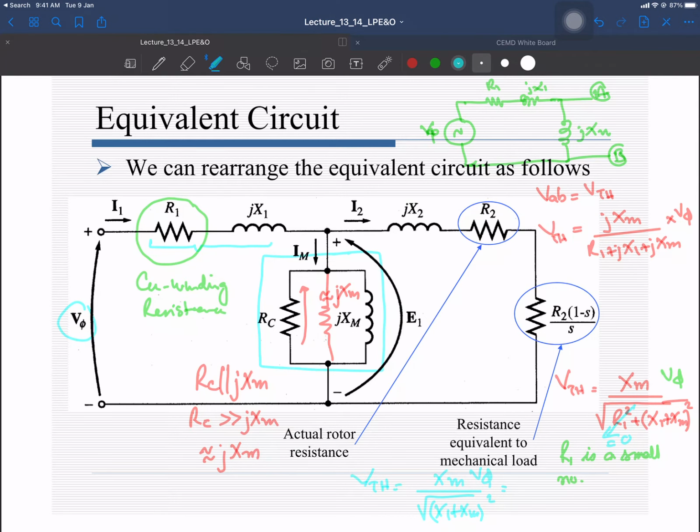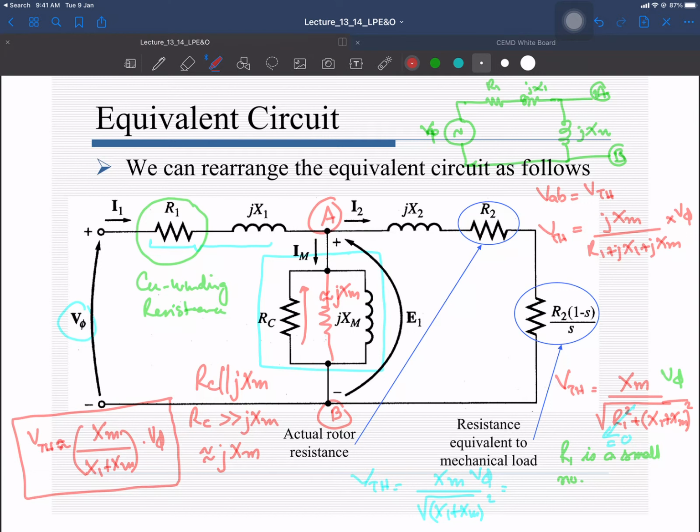Let me write it over here. V Thevenin will be equal to XM over X1 plus XM, into V phase. So approximately you can say that V Thevenin is given by this expression. So you need to know about the XM and the stator leakage reactance X1. If you know those, you can find out the Thevenin voltage appearing between these 2 points, point A and point B, which are acting as the source point for your rotor circuit.